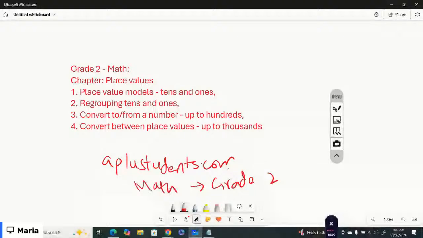The lessons we're going to cover today are place value models, tens and ones, regrouping tens and ones, convert a number up to hundreds, convert between place values up to thousands. So please make sure you have your notebook and pencil so that you can note down the important examples and definitions as well.